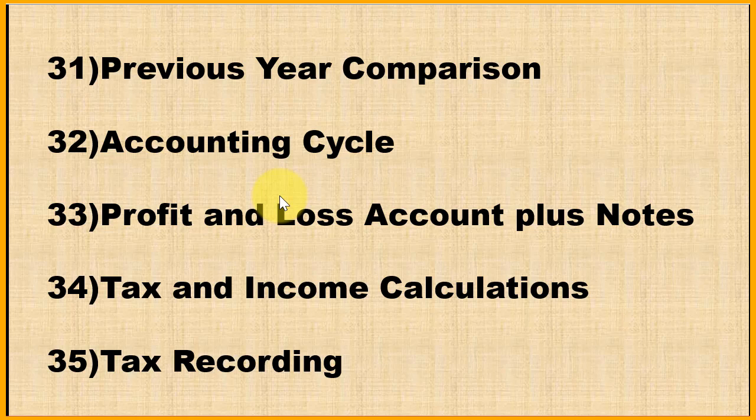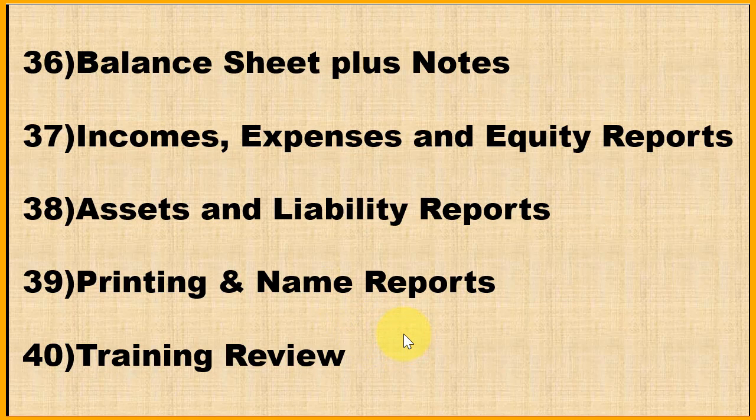Then we look at the profit and loss account plus notes to the profit and loss account. We look at tax and income calculations. We look at the recording of tax due for the financial year. Then we look at the balance sheet plus their notes. We look at income, expenses, and equity reports. We look at assets and liability reports. We look at the printing and naming of reports. And finally, review the whole training program.